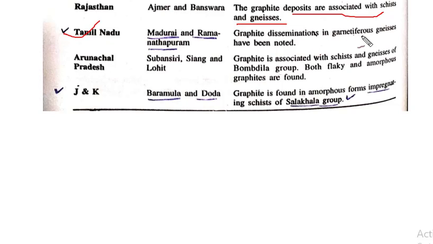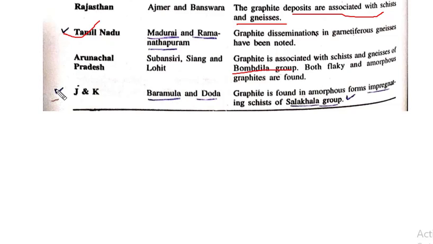In Arunachal Pradesh, we have graphite deposits at Subansiri, Siang and Lohit, and they are associated with schists and gneisses of the Bomdila group. This is very important. The Bomdila group in Arunachal Pradesh hosts these graphite deposits in the form of flakes and amorphous forms. J&K is also very important.